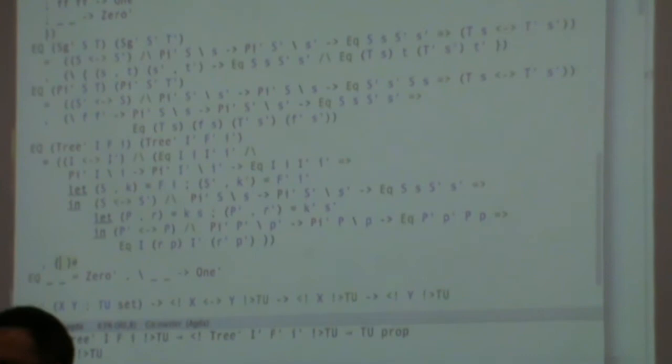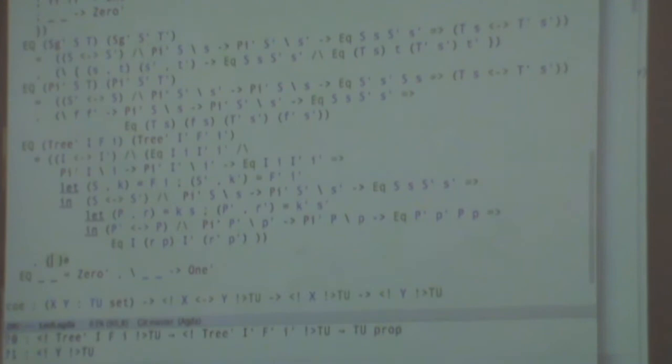And then, what do we do here? We have to say when two trees are equal. Well, I'm going to do that with a helper function.